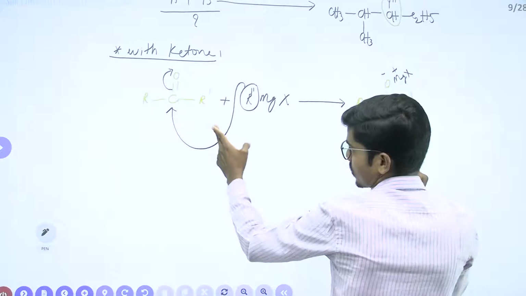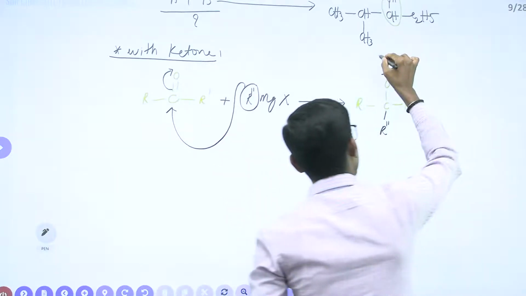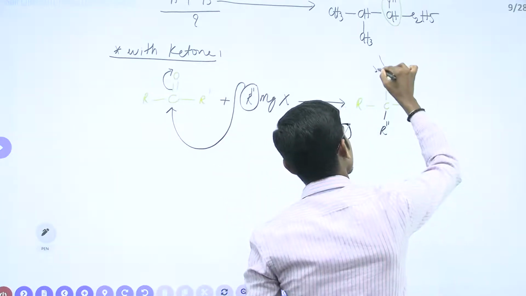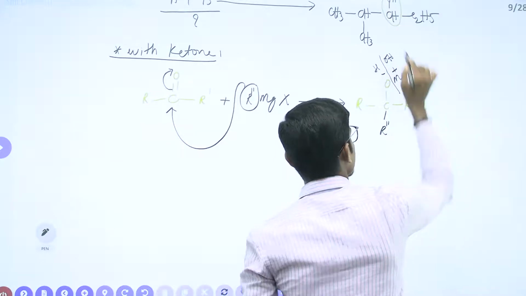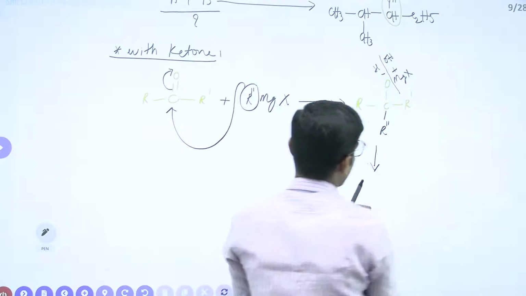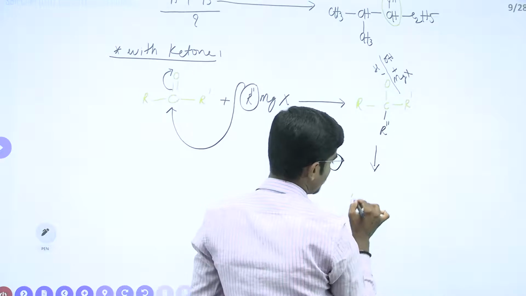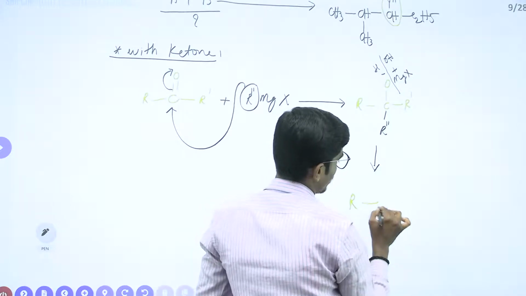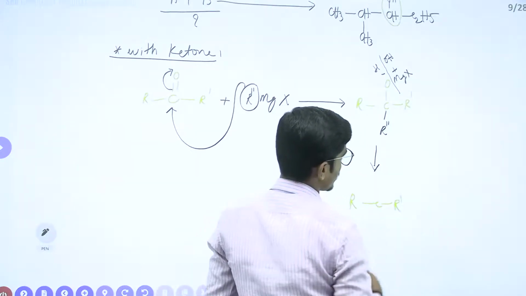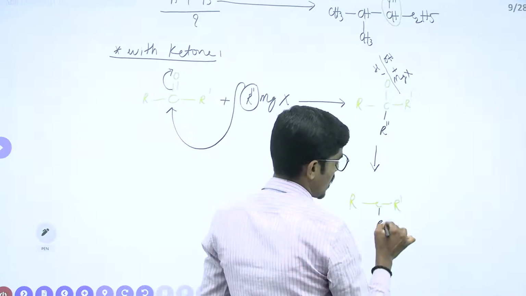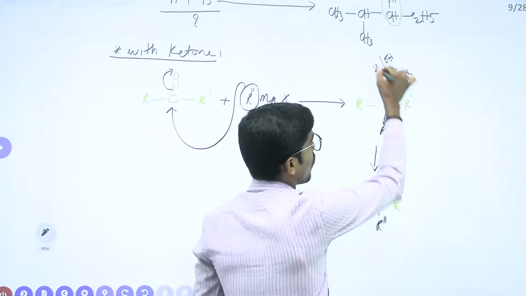So this is the first step. In the second step, hydrolysis. Hydrolysis means addition of water. So upon hydrolysis, this gives rise to, what is the product? Look at this product. So this is R, C, R dash, and this is R double dash OH.